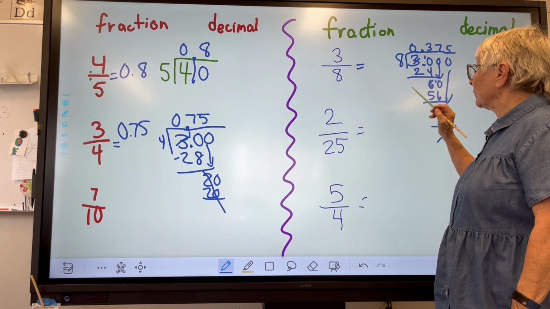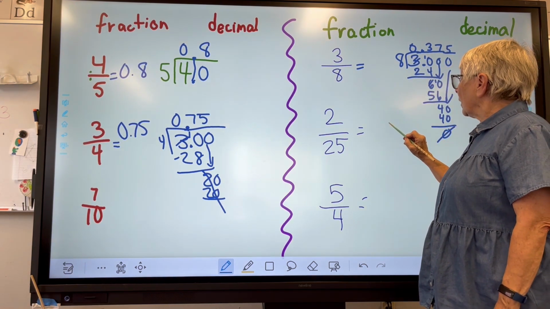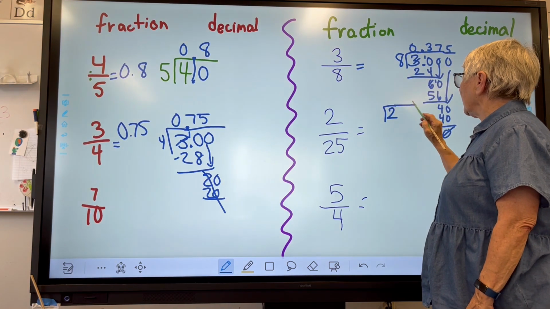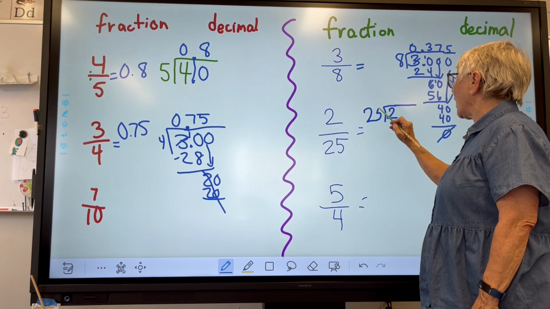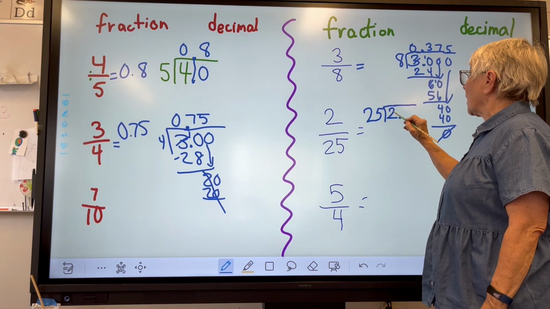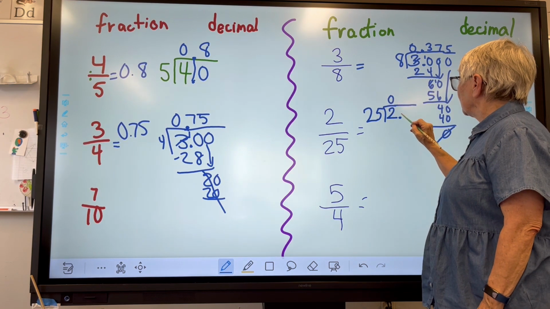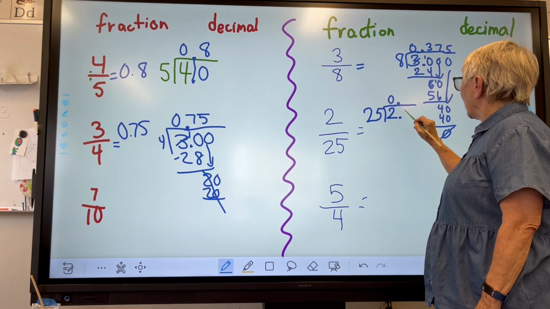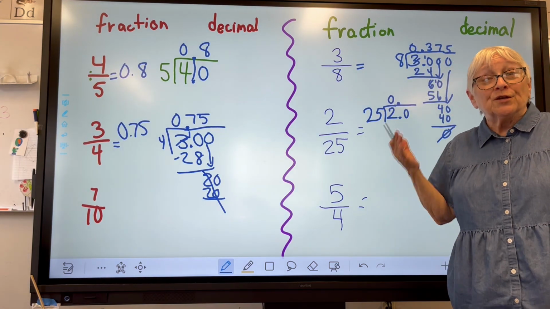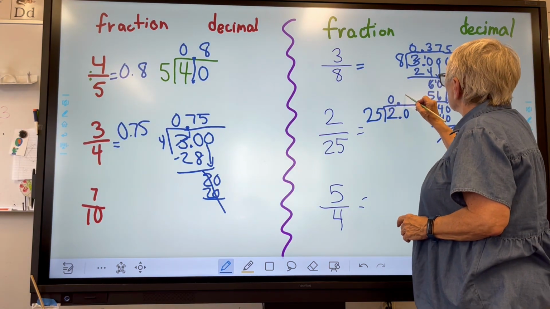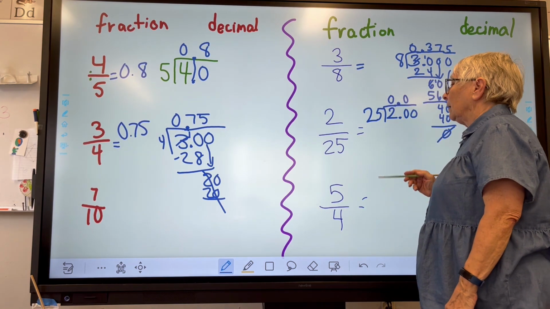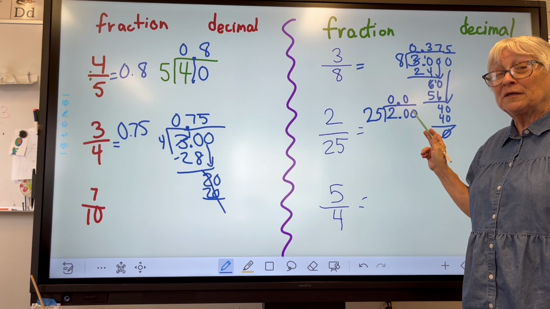Okay. Now, this is 2 divided by 25. Oh my goodness. 25 certainly does not go into 2. Bring the decimal up. Add a 0. Does 25 go into 20? No, it doesn't. So I put another 0. And I add another 0. Does 25 go into 200?